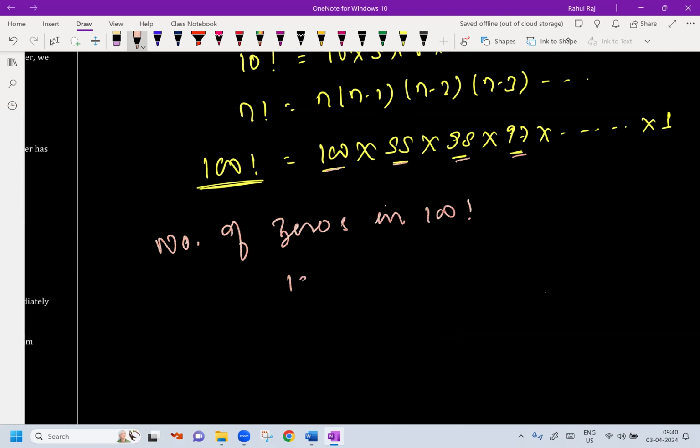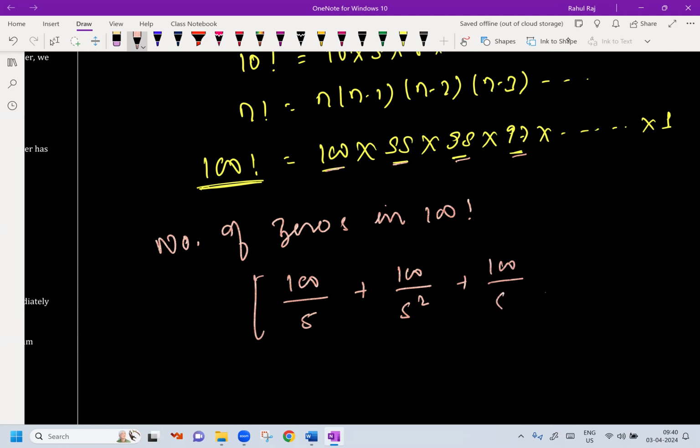So the rule is to divide 100 by 5, plus 100 by 5 square. Okay. But why 5? Why not 10 or something like that? It's a rule. I'll have to take some other examples to explain why others should not be taken. Okay, fine. So you have to divide 100 by 5, 100 by 5 square.